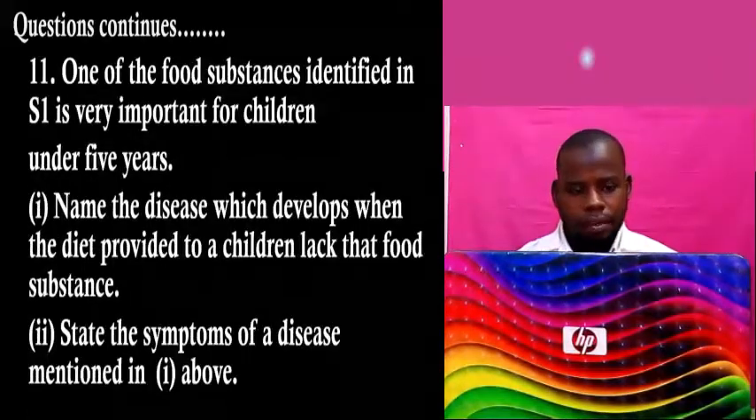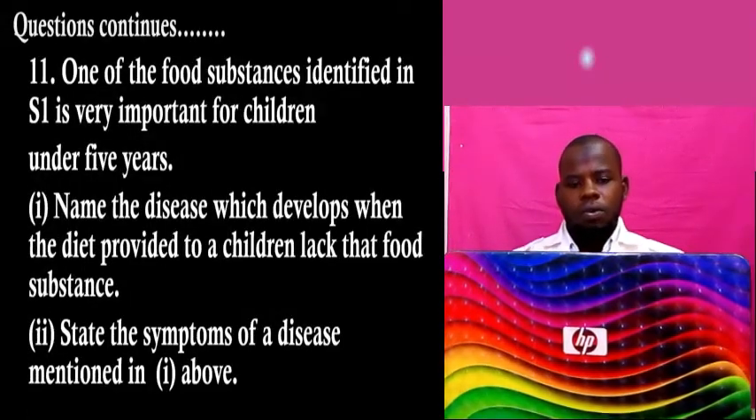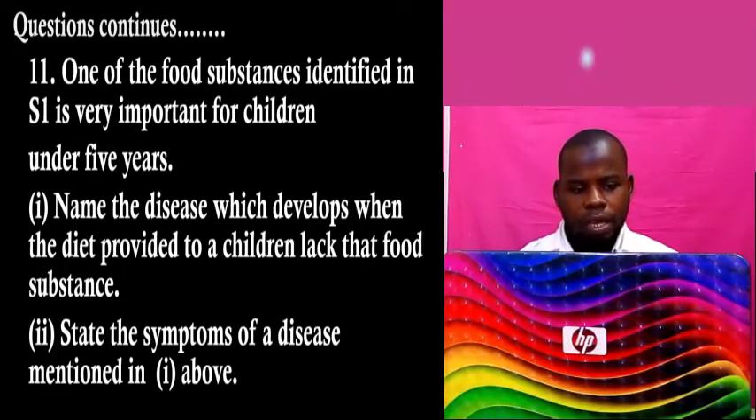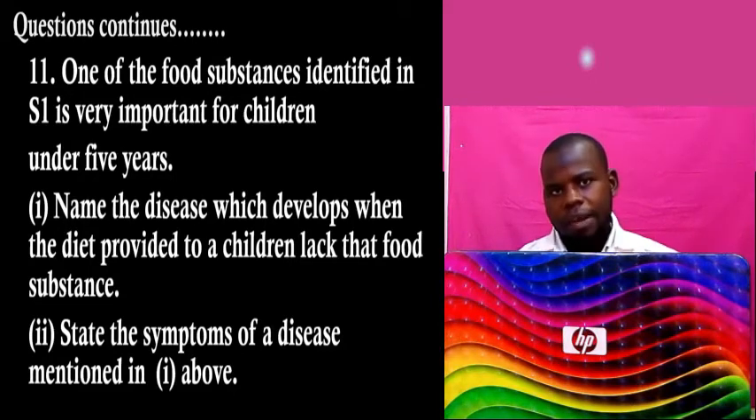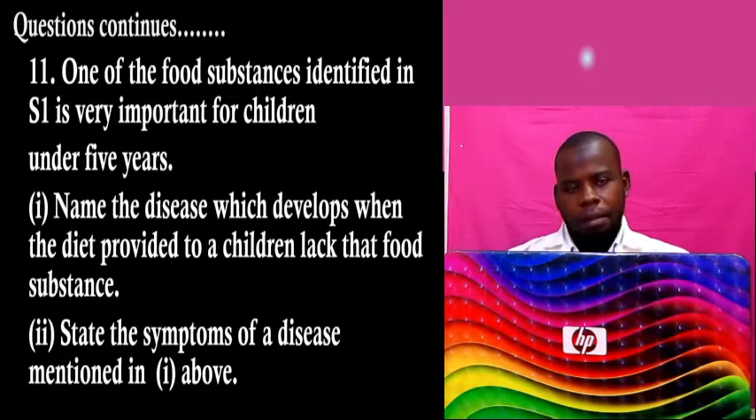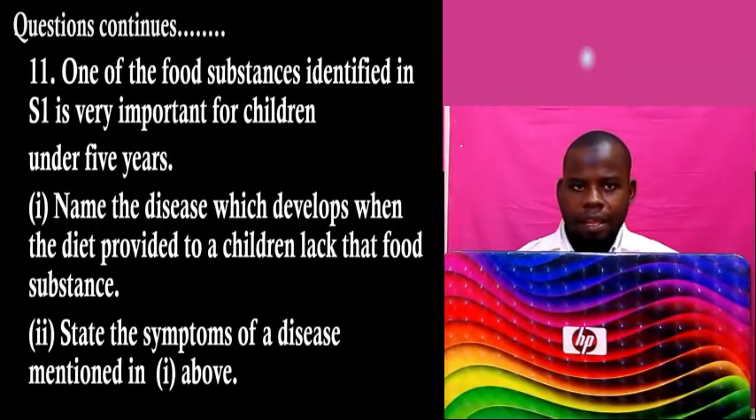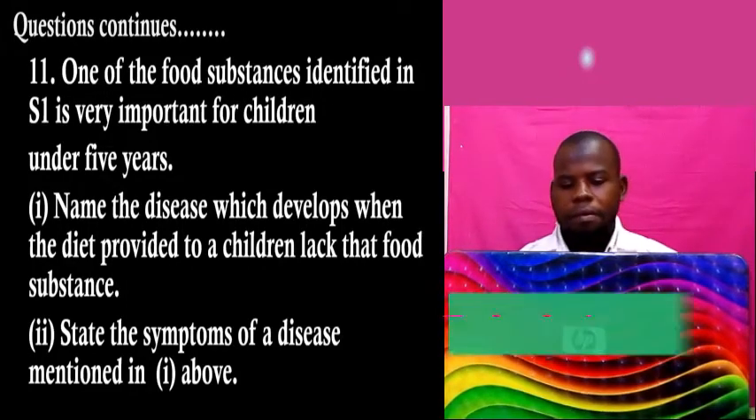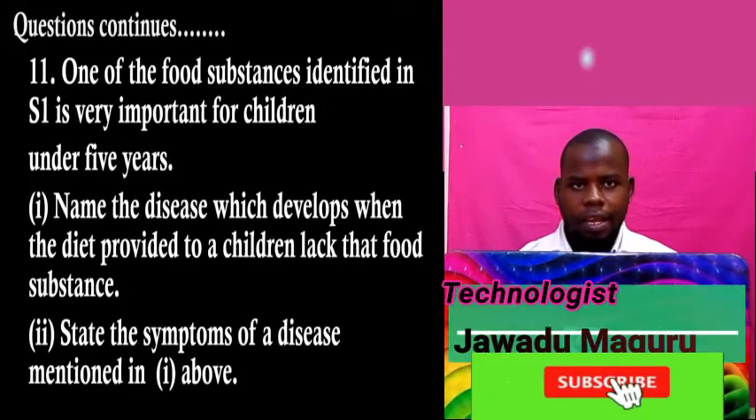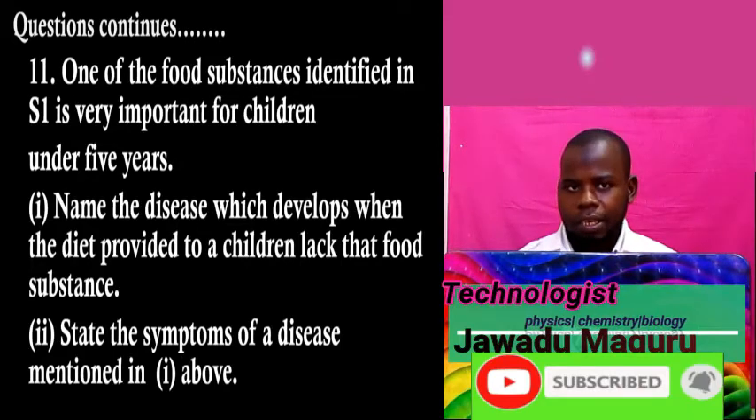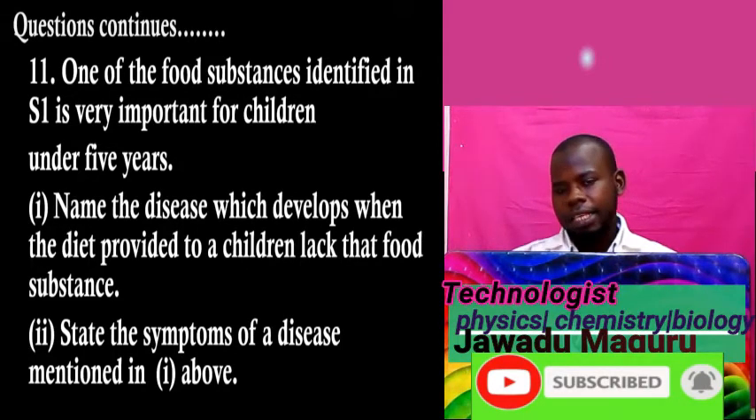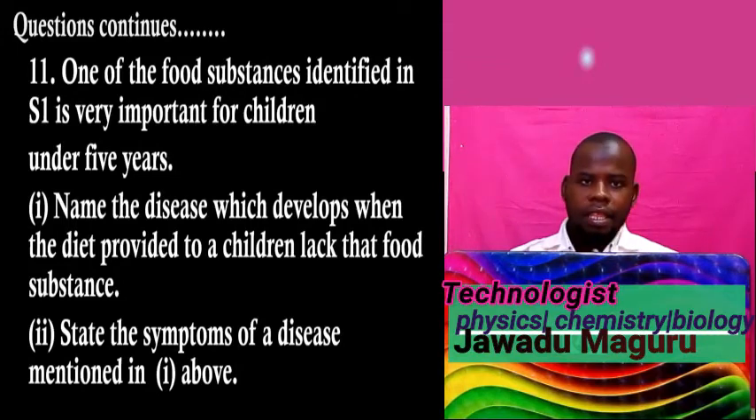Another question, question 11. One of the food substances identified in S1 is very important for children. You have identified the food, and it is very important for children under 5 years. What can you expect the younger child needs mostly from that food?